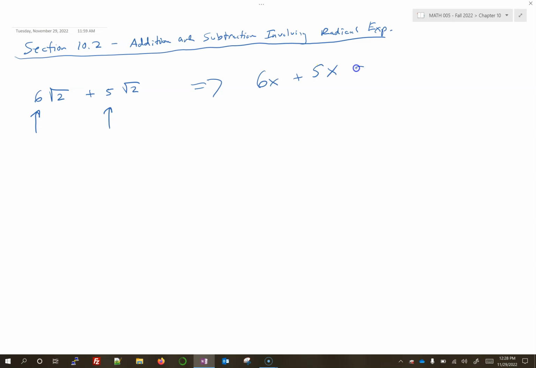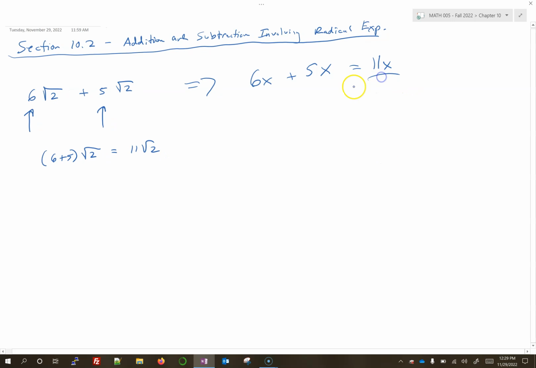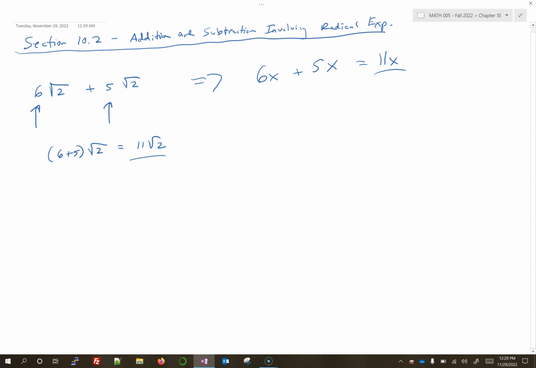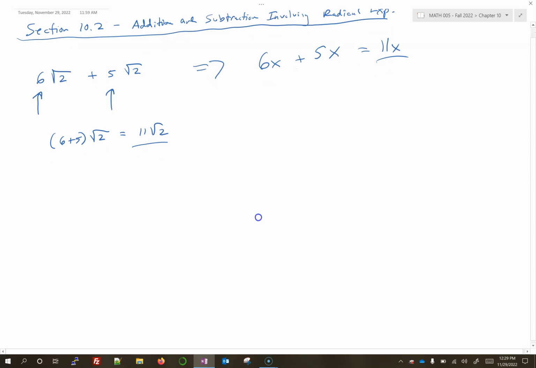And we know what the solution for that is. It's 11x. Well, in our case, we're just not working with a variable x. We're working with radicals. So you can kind of treat radicals like they're variables. So the solution here, if I wanted to combine 6 square root of 2 plus 5 square root of 2, what I'm thinking in my head is 6 plus 5, and then that's all going to be times the square root of 2, which is the same thing as 11 square root of 2. So I hope this comparison makes these problems a little bit easier.